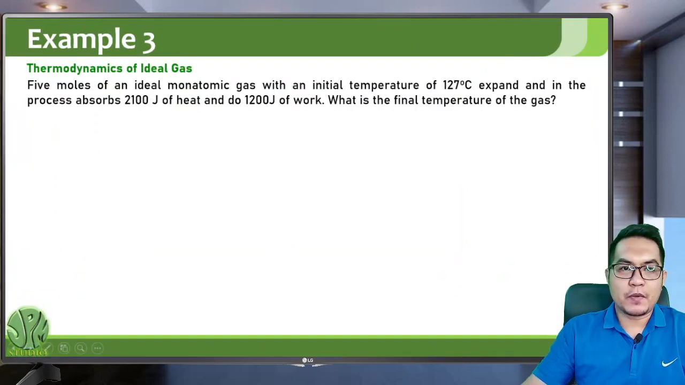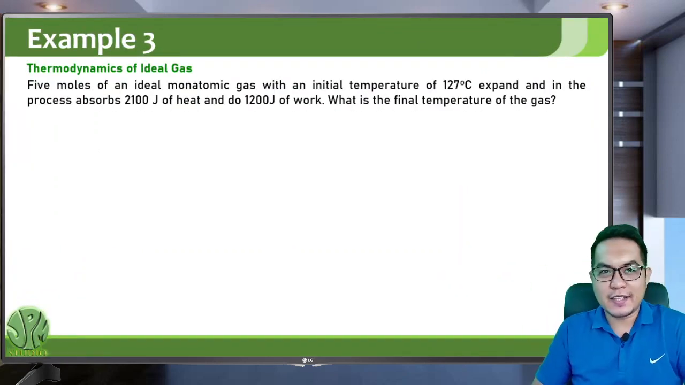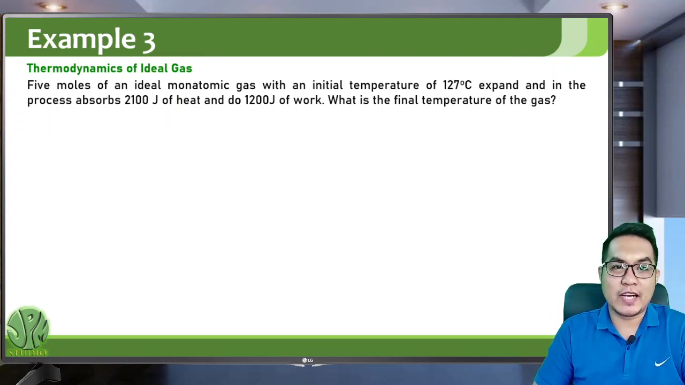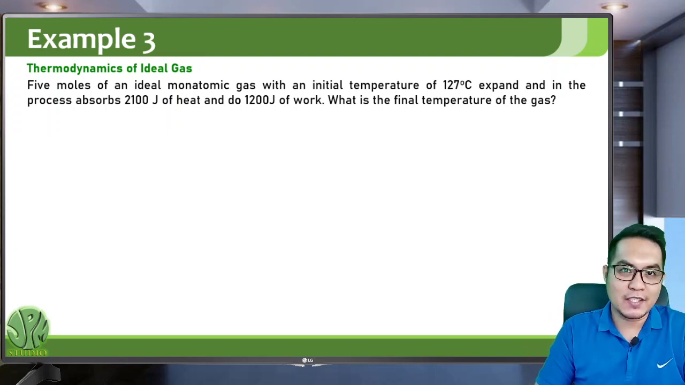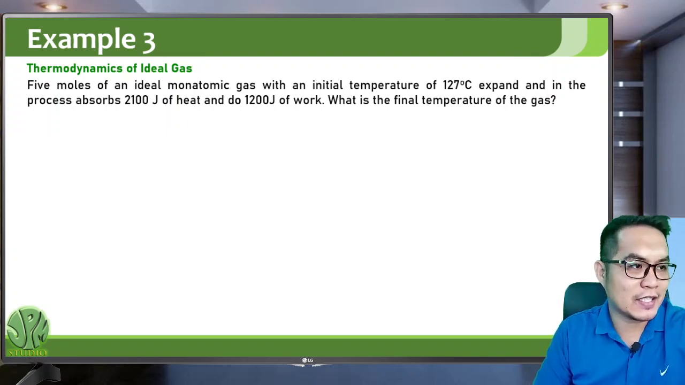So in this example, we consider an ideal gas. You have 5 moles of an ideal monatomic gas with an initial temperature of 127 degrees Celsius. It expands and in the process absorbs 2,100 joules of heat and does 1,200 joules of work. So what is the final temperature of this gas?